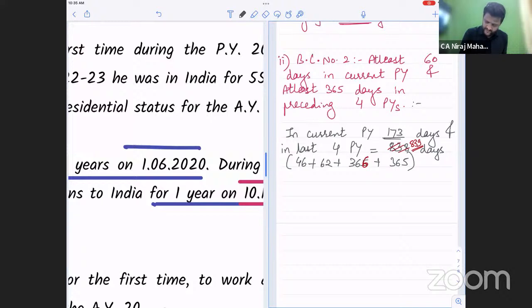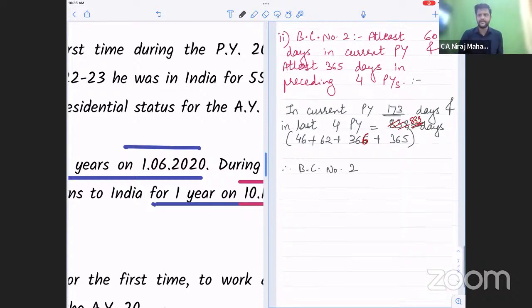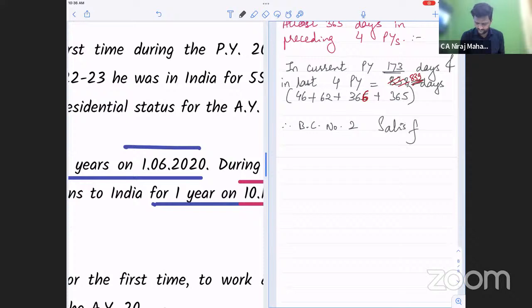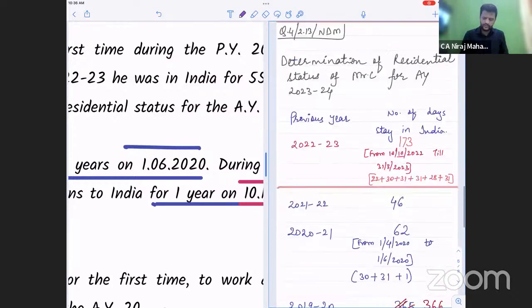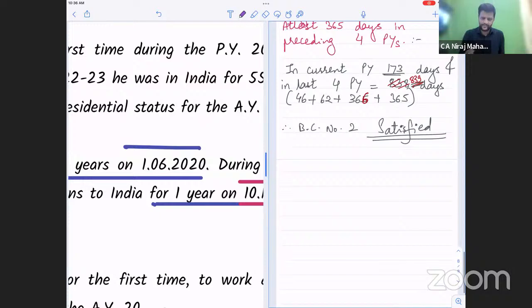So what will I say? 173 and 839: satisfied or not satisfied? Therefore, basic condition number 2 is satisfied. Now, what can we give right now as a conclusion? Very good. We can say that he is a resident. Therefore, Mr. C is a resident, but that is not our final answer. You have to give ROR or RNOR.